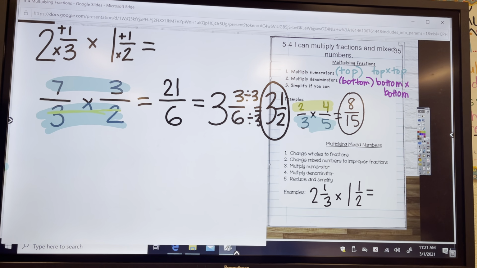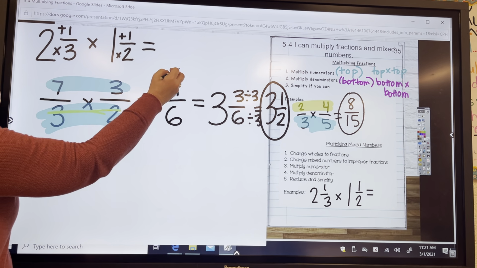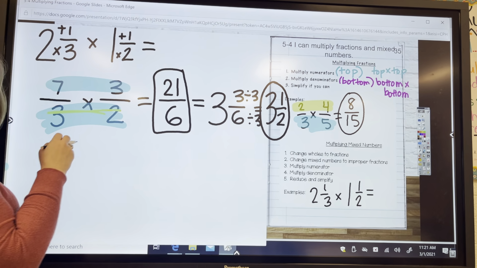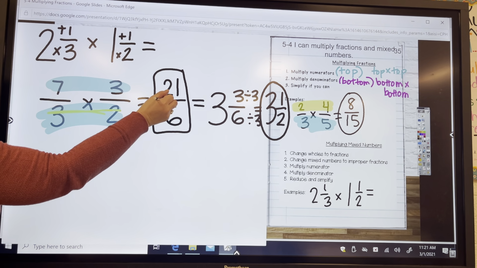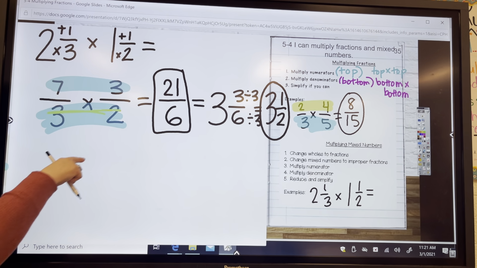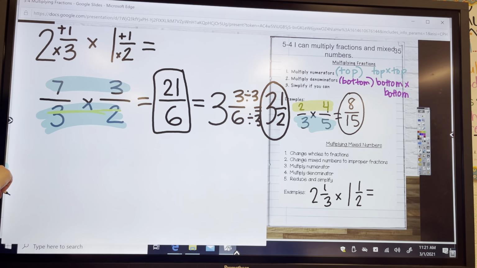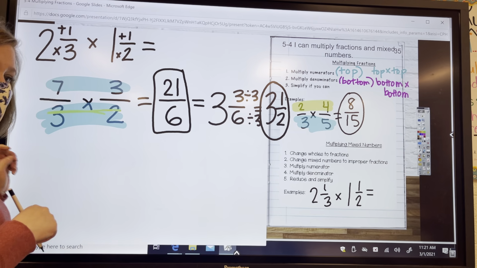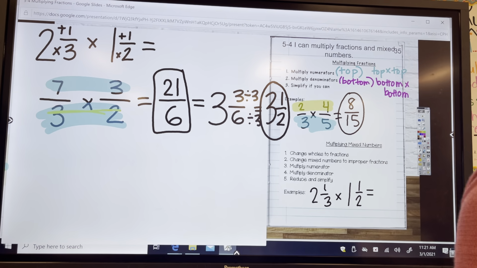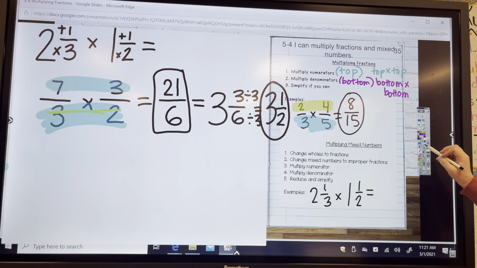Why did you have to divide? To simplify. Right here, when I had an improper fraction, I divided 21 by 6 to get my whole number of 3. You with me? I think so. Okay. See, this lesson's not as dirty water as it was before, right? Still confusing.